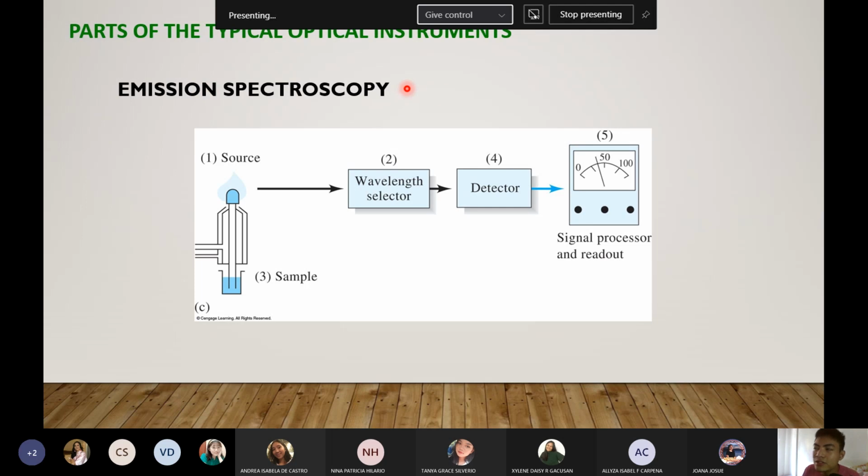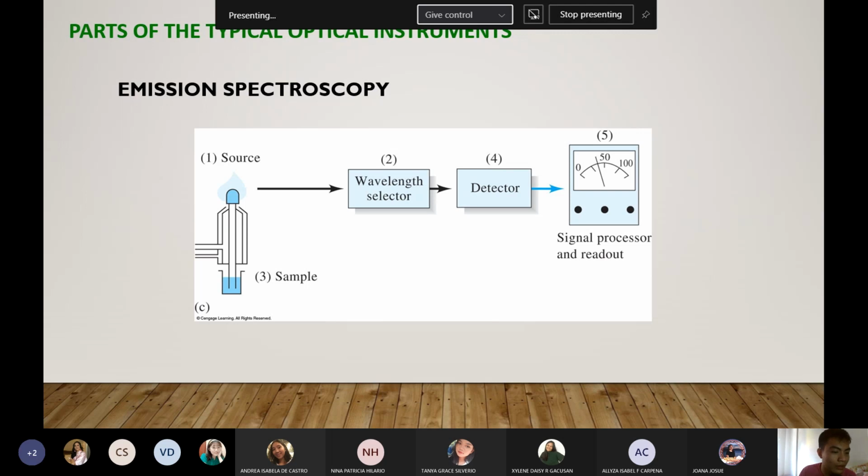Then we have the emission spectroscopy. Okay. So ano naman nangyayari dito? So ito medyo similar siya with the absorption. However, yung sample mo, ang ginagawa dito is sinusunog siya. Literal na sinusunog.